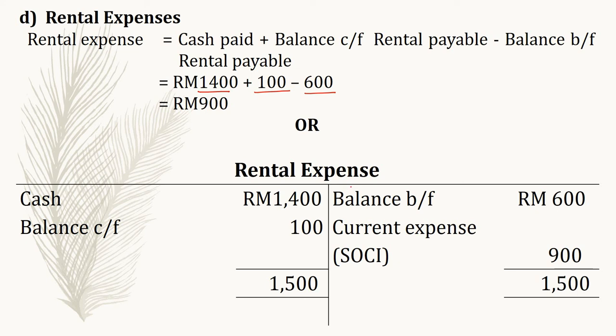As for rental, okay, this is your cash paid plus balance CF minus balance BF, or if you are doing it in a form of T account, you have your balance here because this is payable, your ending is here. So this amount is taken from the cash book. The amount of cash paid is 1,400. So your rental expense is actually 900 ringgit.